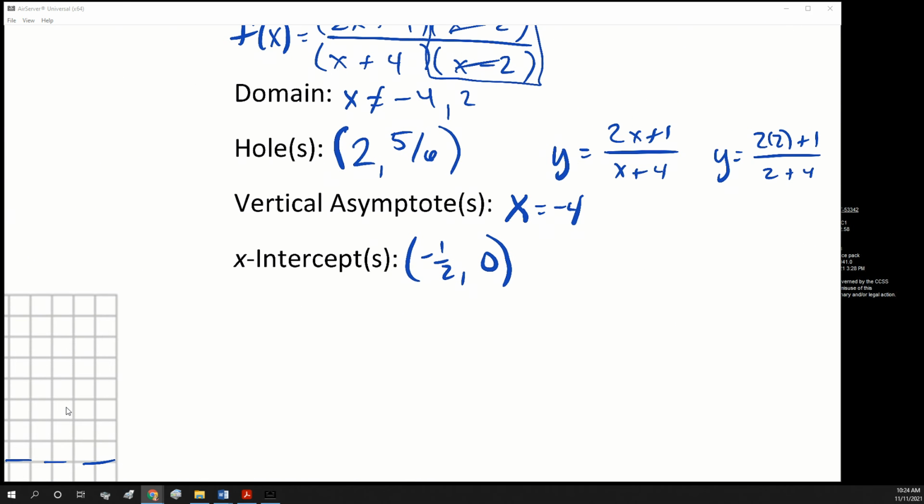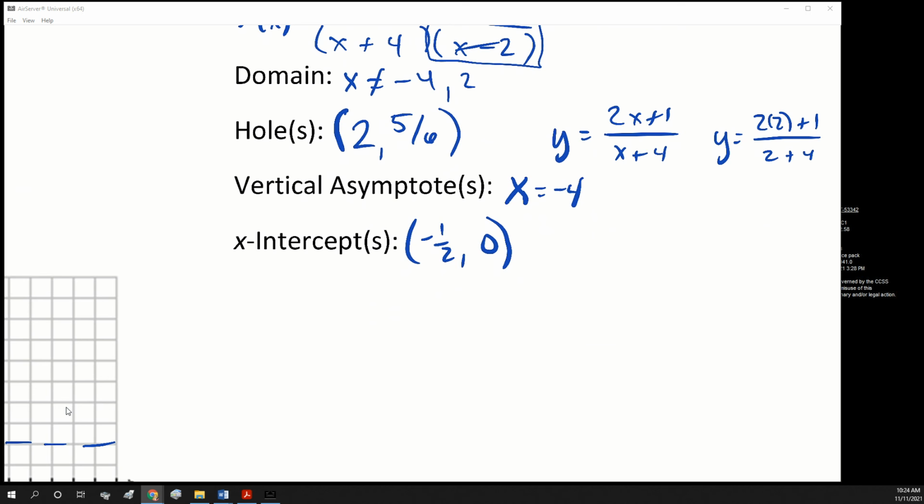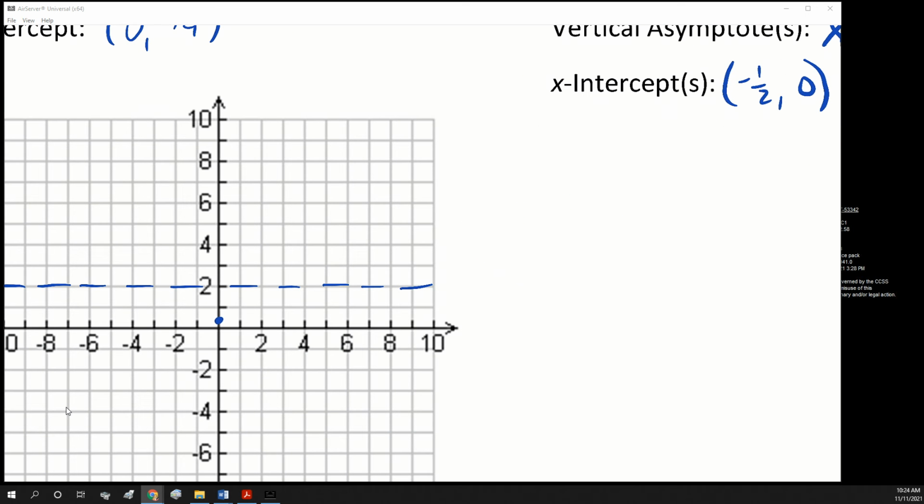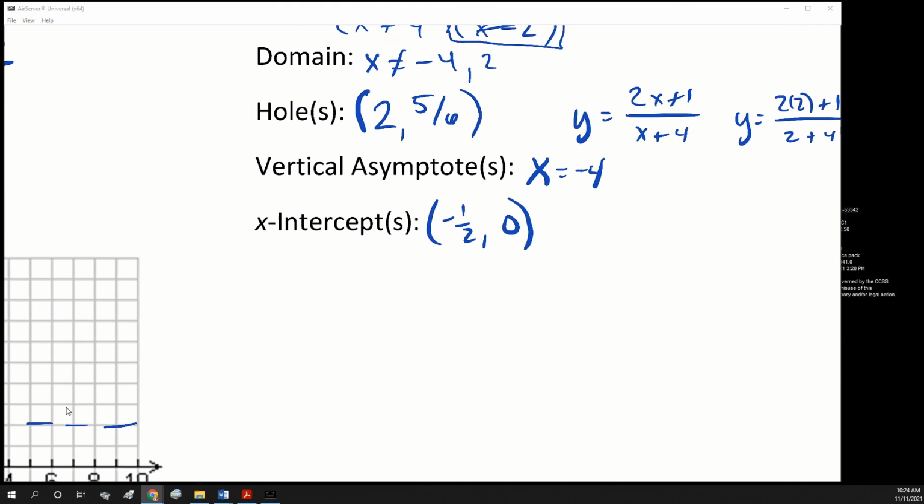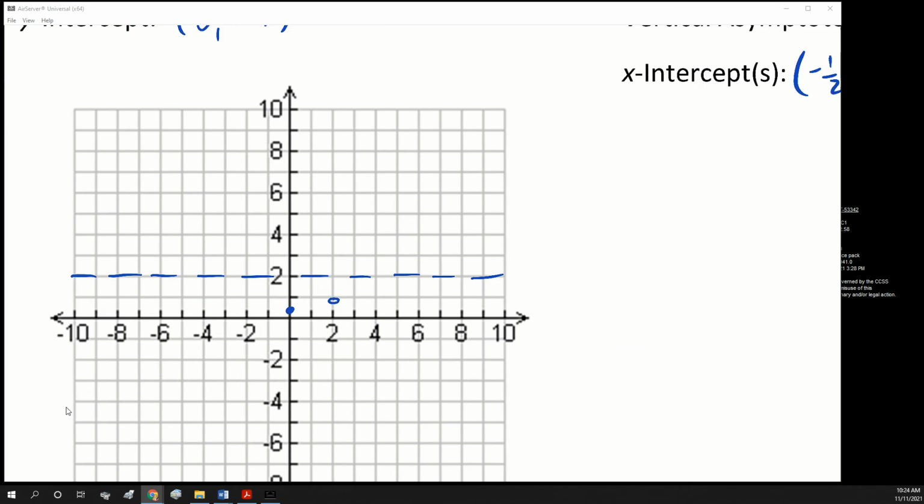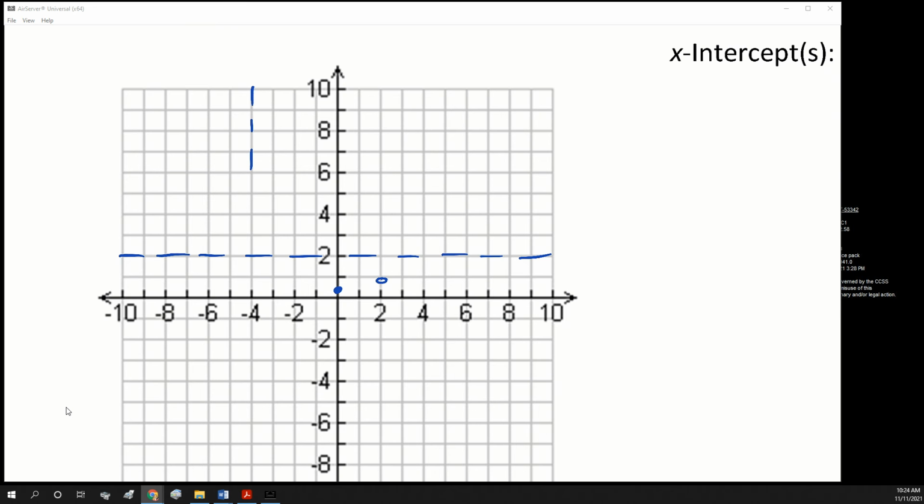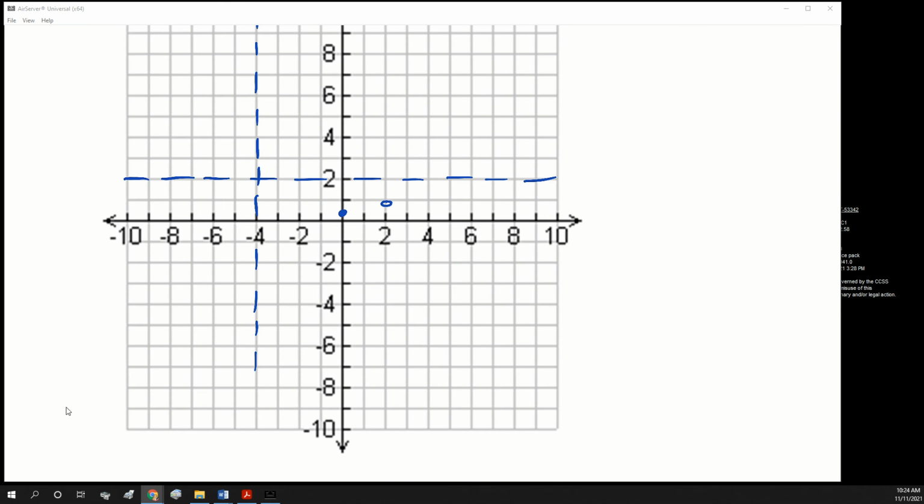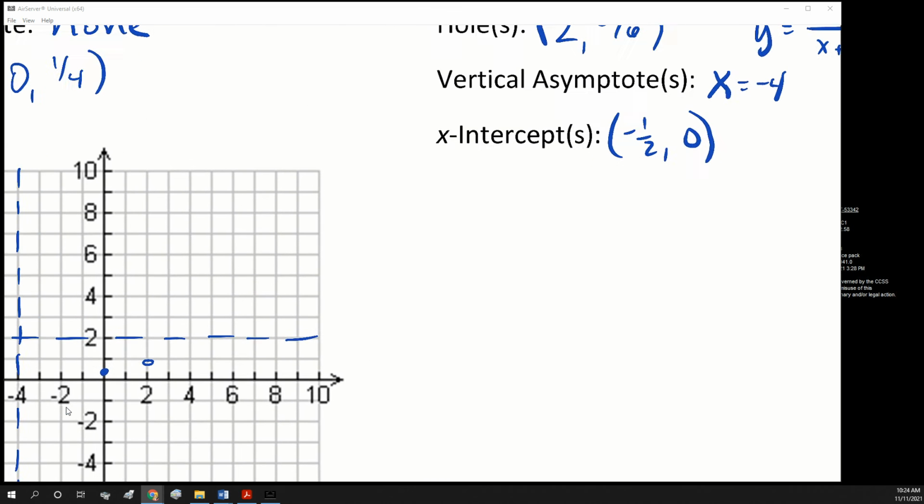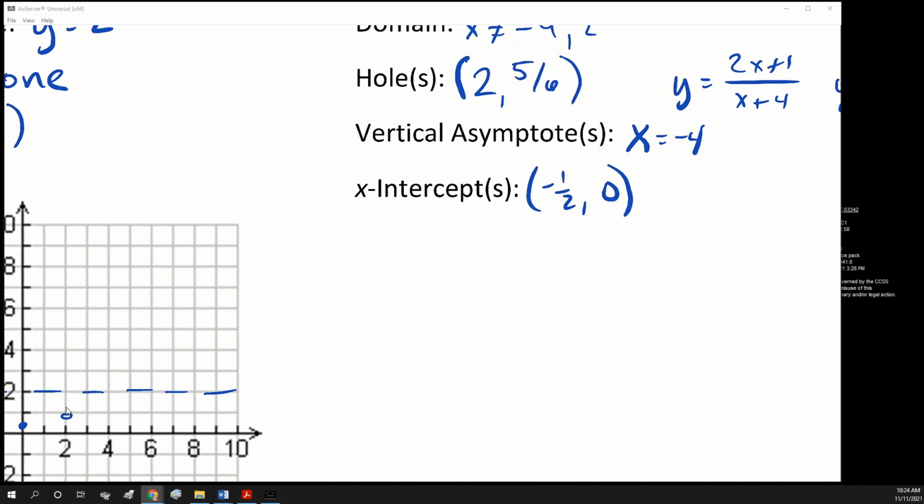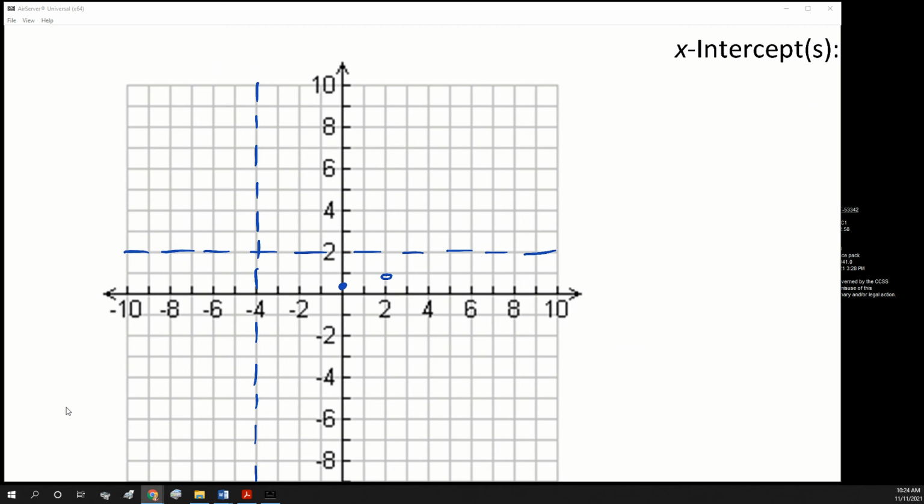Then we go to the hole. So we're going to draw like an open circle, like a hole in the graph at (2, 5/6). Okay. All right, and then for the vertical asymptote, we're going to go to where x is negative 1/4. We're going to draw a dashed vertical line. And then finally, on the x-intercept, we're going to put a point at negative 1/2 on the x-axis. All right, I'm going to redraw my hole because it looks kind of weird.